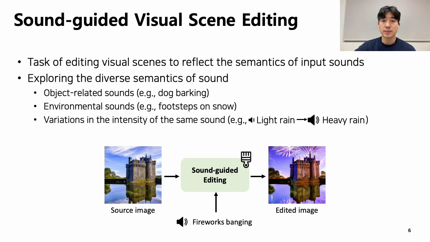Sound conveys diverse semantics. It could be object-related, like dog barking, or environmental sound, like footsteps on snow. It can also contain intensity information about the same type of sound. For example, light rain versus heavy rain. Therefore, the goal of this task is to explore the diverse semantics of sound and reflect them into the edited image.